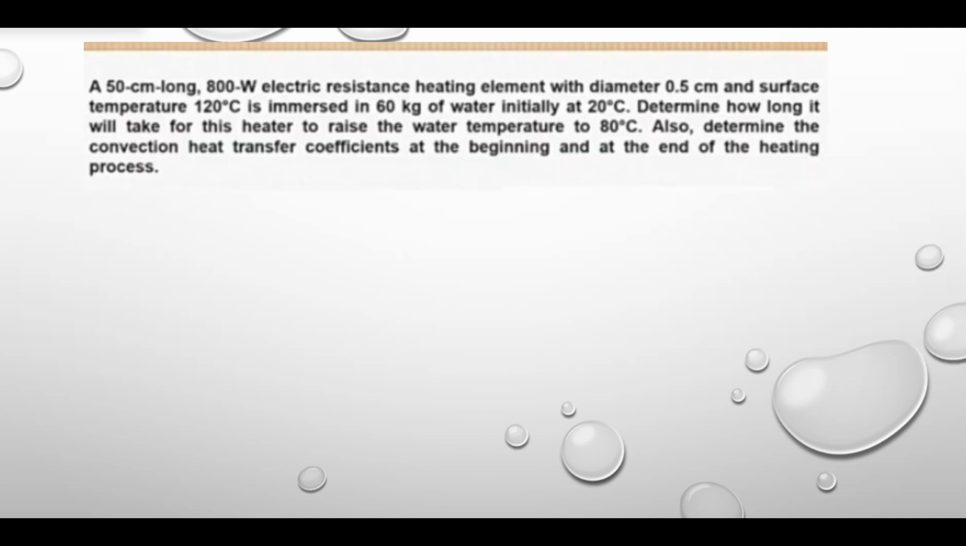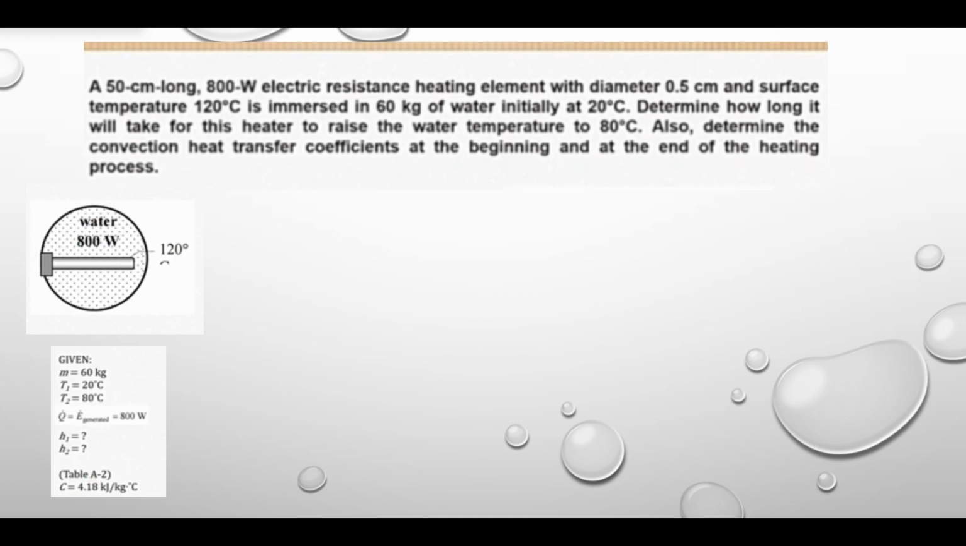So we have here our figure in the left area. Now list down all the given values of our problem. We have the mass of 60 kg, the temperature T1 equal to 20 degrees Celsius, and the temperature T2 equal to 80 degrees Celsius. And also we have Q dot equal to E dot generated, or the energy generated, that is equal to 800 watts. So now our task is to find the enthalpy 1 and the enthalpy 2.